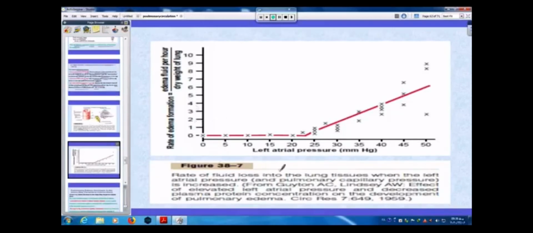In this figure you can see the rate of fluid loss into the lung tissue when the left arterial pressure and the pulmonary capillary pressure are increased, okay. We can see that an increase in left arterial pressure up to 25 millimeter mercury does not change the rate of edema formation. After the left arterial pressure increases beyond 25, the rate of edema formation will be increased, okay. This is the safety factor in this figure.